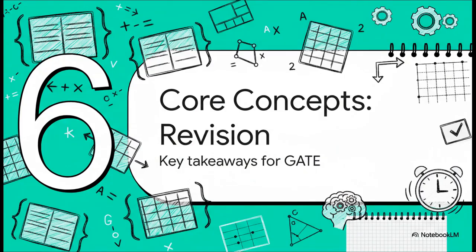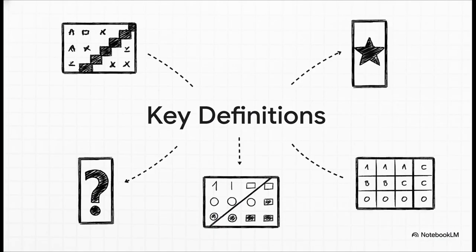Okay, final section, core concepts. Let's do a quick-fire revision of the key takeaways, especially for anyone prepping for the GATE exam. So let's lock these in. Echelon form, that's our target staircase structure. Pivot column, that's a column with a leading non-zero entry, one of our basic variables. Free column, a column without a pivot, which we now know is dependent on the pivot columns.